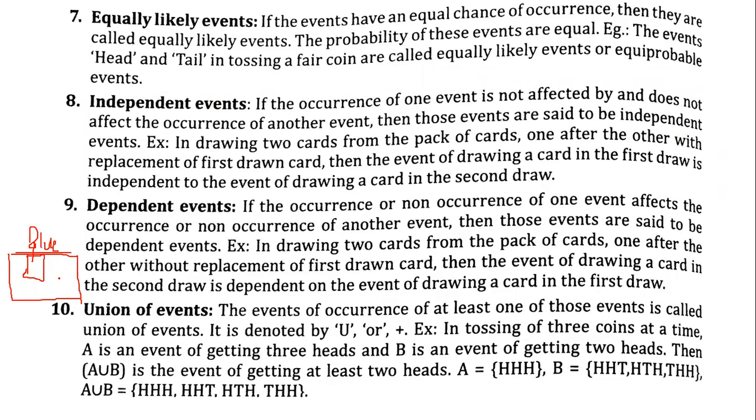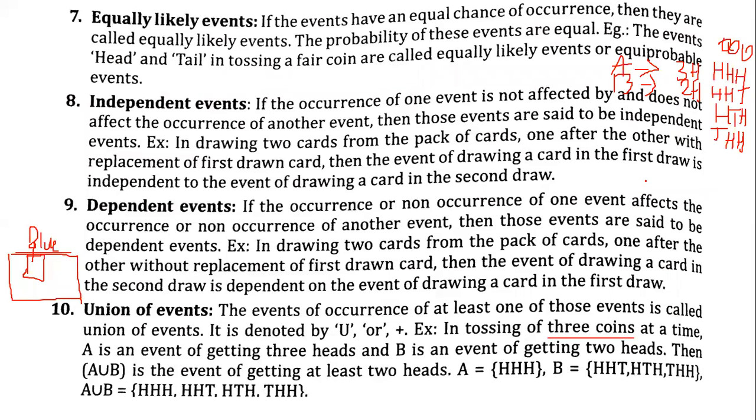What are they trying to say? Let us understand. In tossing 3 coins, there are 3 different coins which have been tossed. A is an event of getting 3 heads. 3 heads means when I toss, I will get head, head and head. B is an event of getting 2 heads. 2 heads means head, head, tail; head, tail, head; tail, head, head. In all the 3, I have only 2 heads.